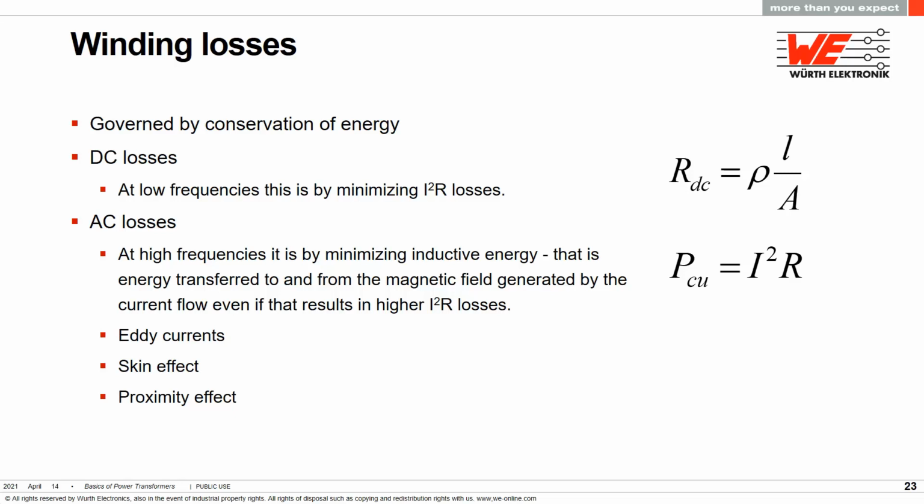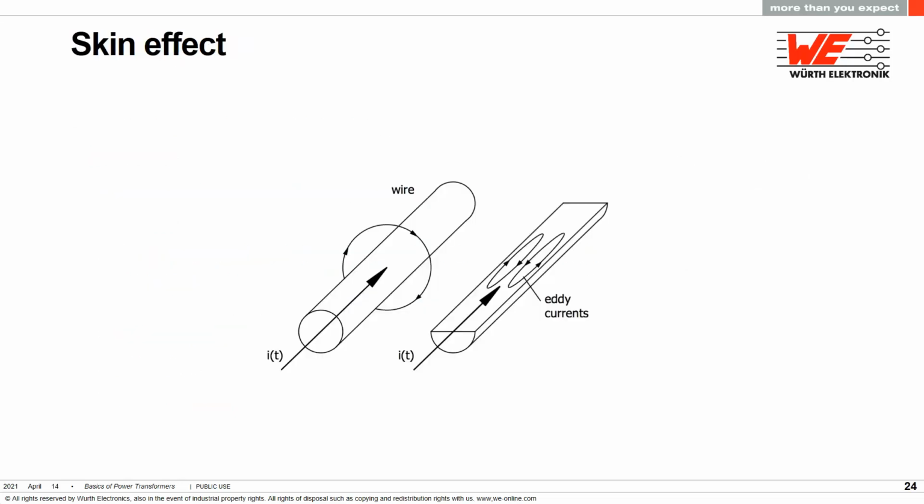This is the result of eddy currents created by skin effect and proximity effect. To review, skin effect is the phenomenon of current flowing on or near the surface of a conductor when there is high frequency alternating current. It generates a magnetic field, and by Faraday's law there will be induced currents, and by Lenz's law those currents will oppose the current that created them. These are called eddy currents.